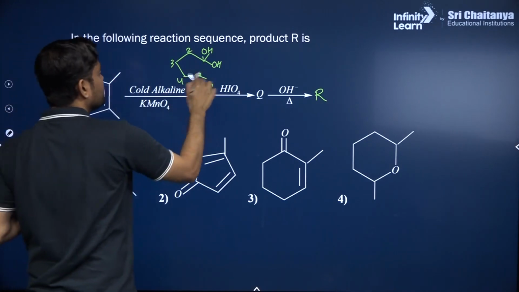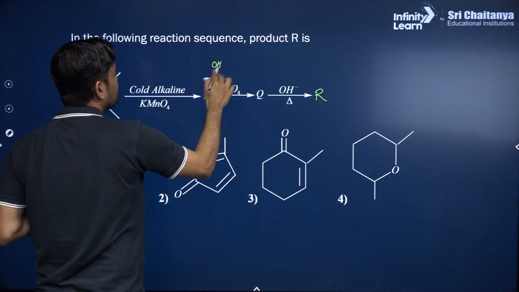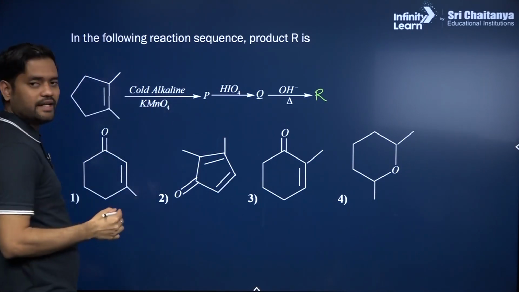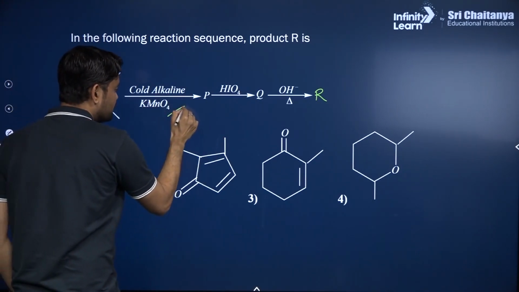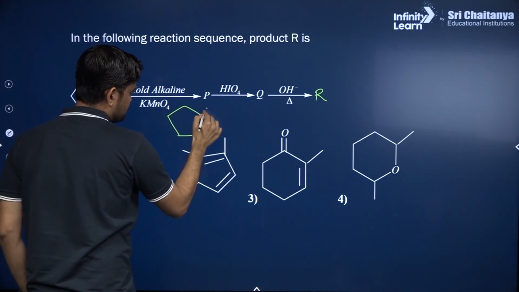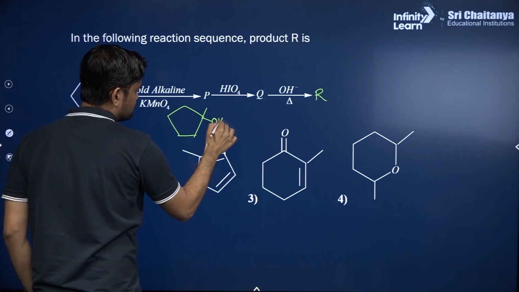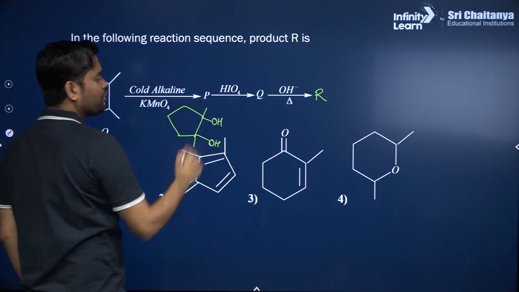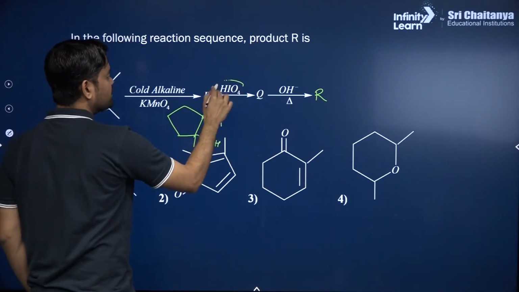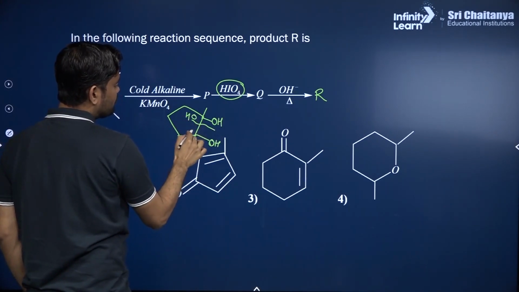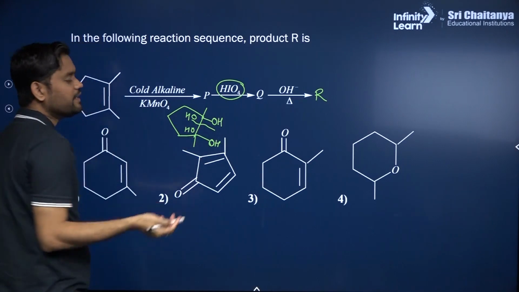This is a bit confusing, so let me draw this properly for you. I'll draw it once again. After you add cold alkaline KMnO4, you will get a structure like this. Talking about option Q, what we are adding is HIO4. HIO4 means you have to break and add OH both sides. So this ring will get open.